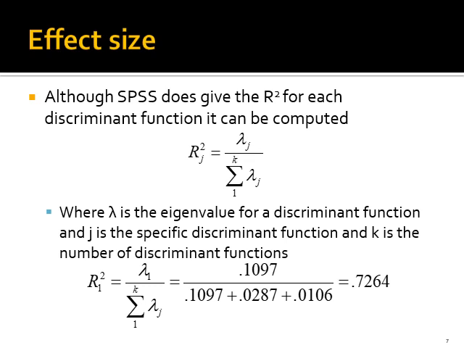Total variance by eigenvalue is explained by these particular functions. And then we would divide that by the top, the actual value of the function that we want to know. So in this case, we'd find that function 1 is explaining 72% of the variance.